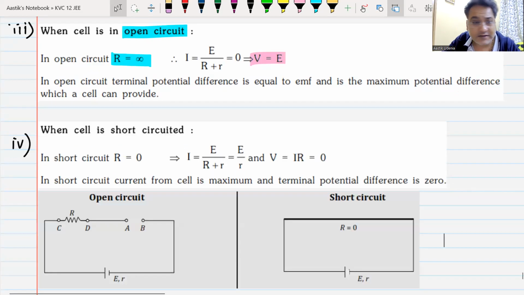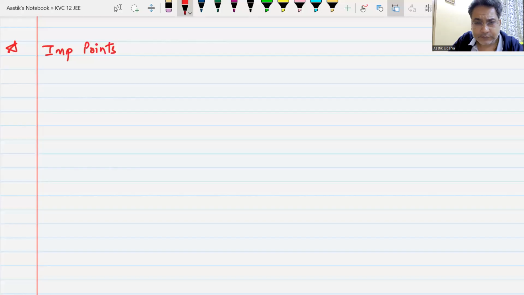This is open circuit and this is short circuit. I hope you understand open and short circuit. I'll give you 2 minutes to note it down. And then we'll move on to some Q's and A's and summarize some points.